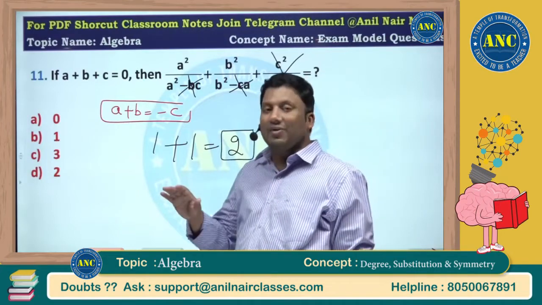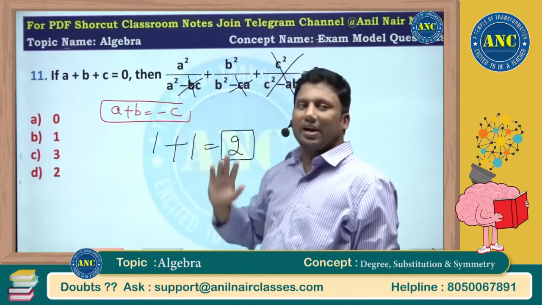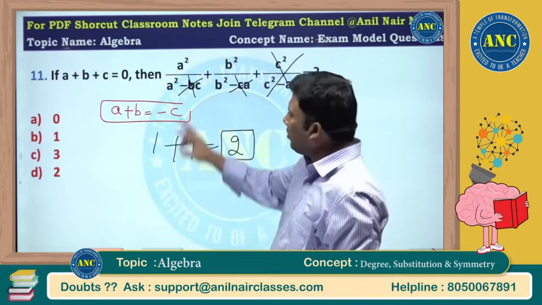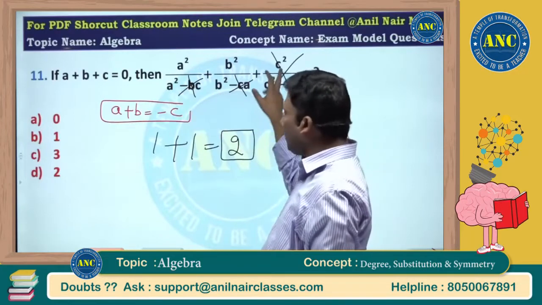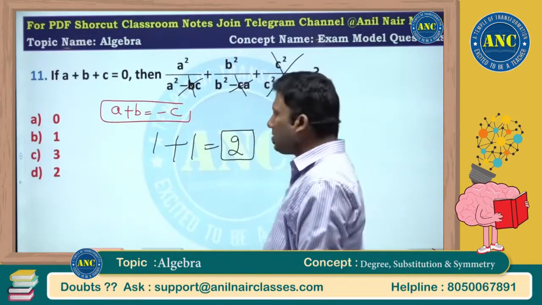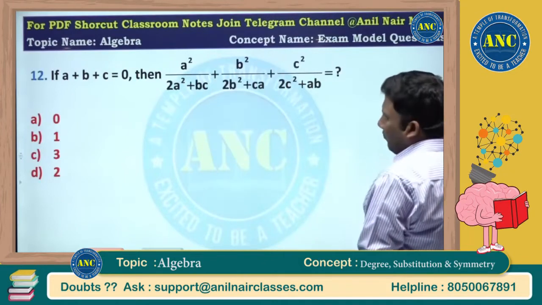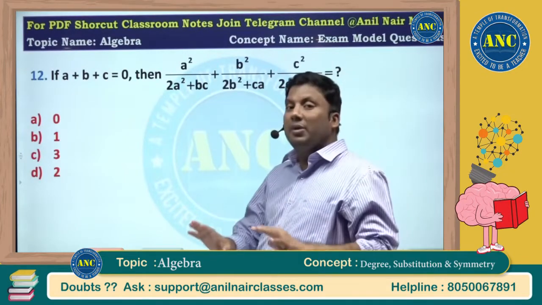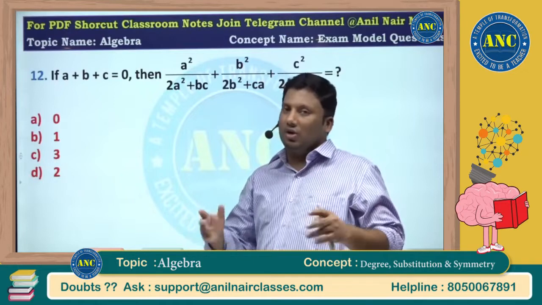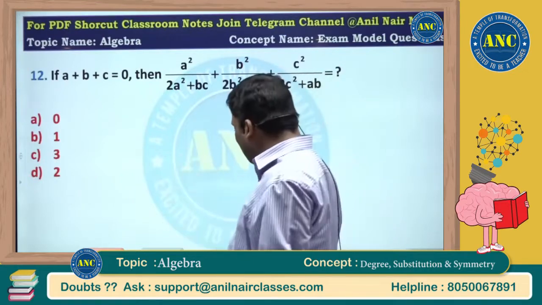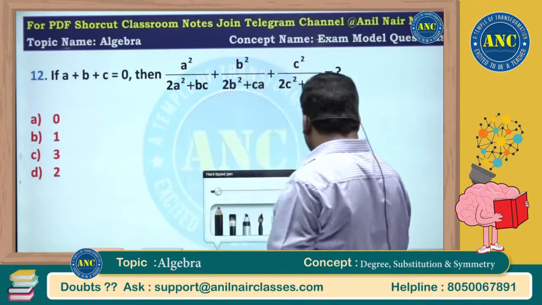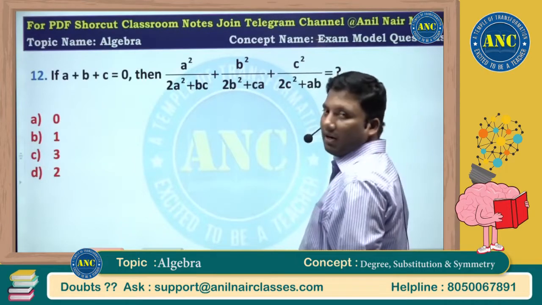The denominator is never equivalent to 0, so directly we can make c equivalent to 0. A square by a square, b square by b square, plus 0. 1 plus 1 is 2. 11th question, very easy question. If the denominator is equivalent to 0, then the dependent variable concept will not work.